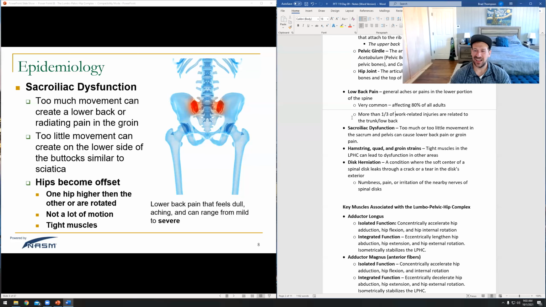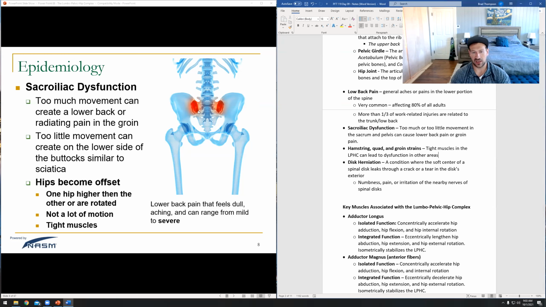So, yeah. All right, so we've also got sacroiliac dysfunction. This is a pretty common one as well. This is SI pain. Man, I had really bad SI pain earlier, like last year. But sacroiliac dysfunction is either too much or too little movement in that sacral joint right there.